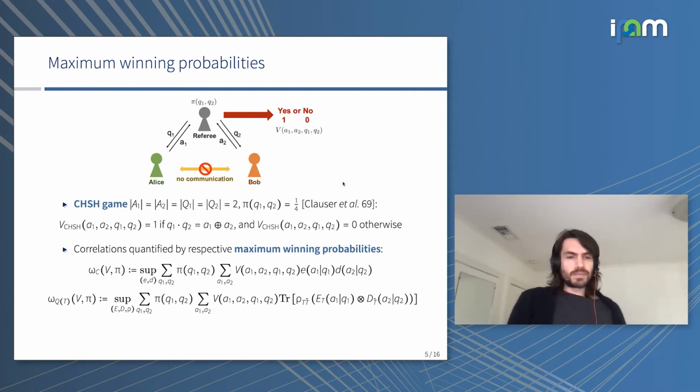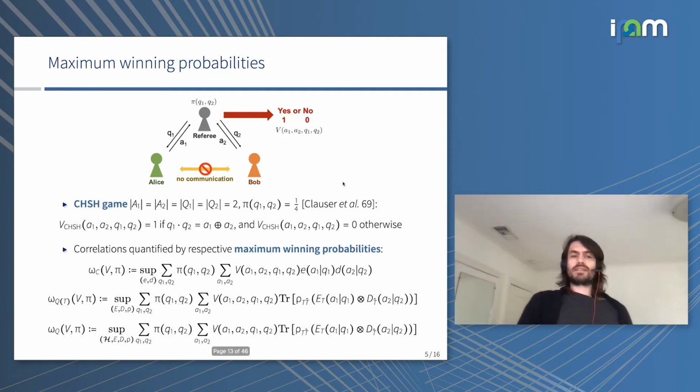And so here, in this maximum winning probability, I restrict to a dimension t. So let's say Alice and Bob have local Hilbert spaces of dimension t. Then they can use a state rho t hat, and their strategy, of course, is not only choosing a conditional probability distribution, but they can perform measurements, or more generally POVMs. So for every question Q1, Alice has this POVM E, and the same thing for Bob again.